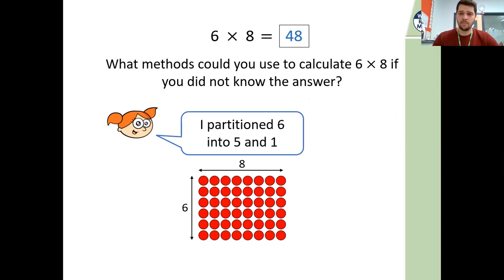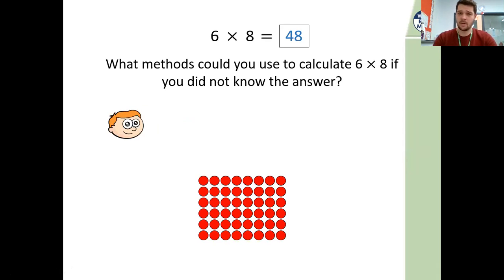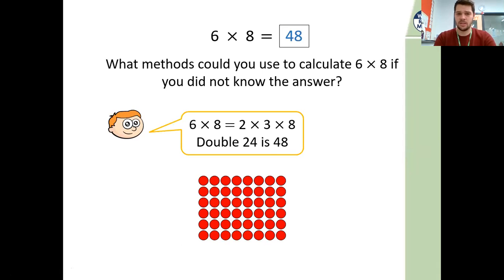What you could do is you could actually partition. So we could do, instead of 8 times 6, we're a little bit more confident probably with 8 times 5, because that's our 5 times tables. 5, 10, 15, 20, 25, 30, 35, 40. Easier to do that than to count up in our 6s. So 8 times 5 is 40, and then I need to add on one more lot of 8. So 40 plus 8 is 48.